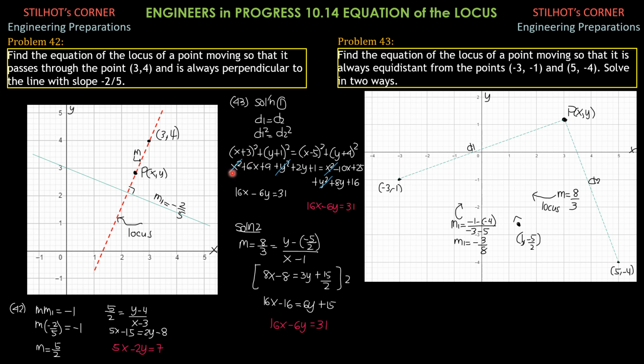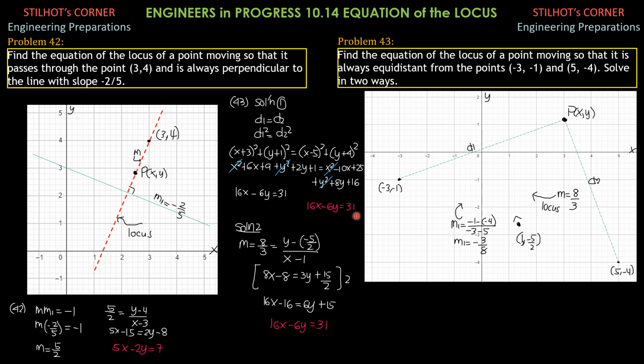So we can cancel x squared and y squared. Simplifying, combining x terms, 6x plus 10x is 16x. Then 2y minus 8y is negative 6y. Then 25 plus 16 is 41. 41 minus 1 is 40. 40 minus 9 equals 31. Therefore, the equation of the locus, first solution, is 16x minus 6y equals 31.